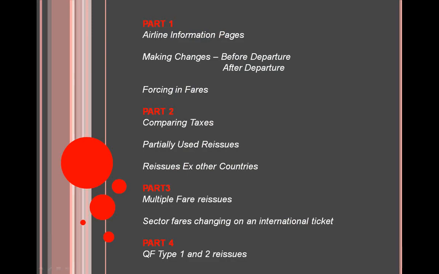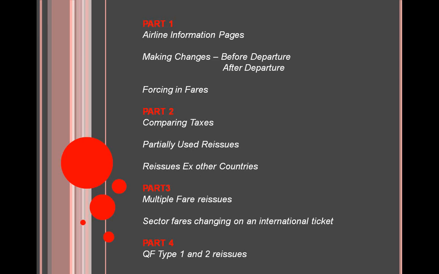Part 1, today we have for you the airline information pages, and that's just identifying what information is available to you through that airline index and referencing those pages. We'll also look at making changes before and after departure and forcing in fares, so allowing the system to tell us what's wrong with an itinerary.